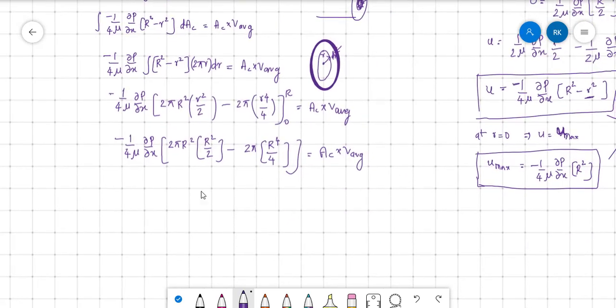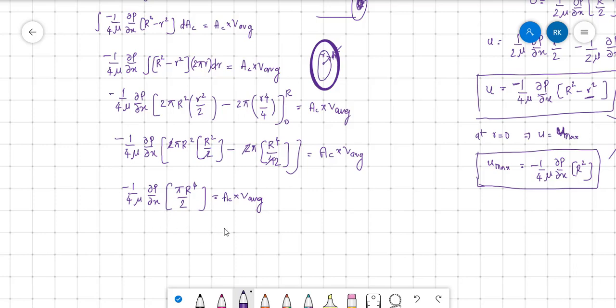Now, minus 1 by 4 mu dou P by dou X, the 2 gets cancelled. So pi into r power 4 minus pi by 2 into r power 4, that will be pi r power 4 by 2, that is equal to AC into V average.